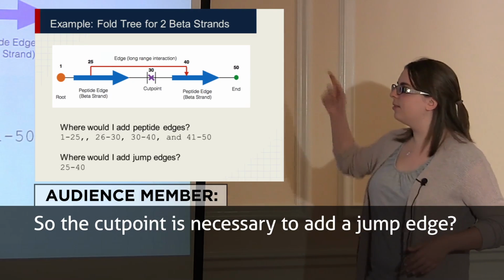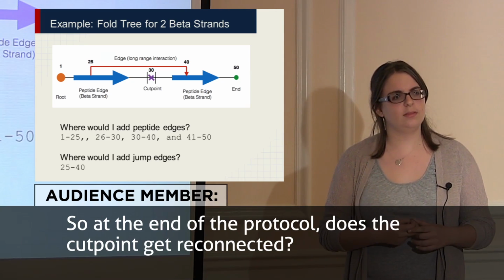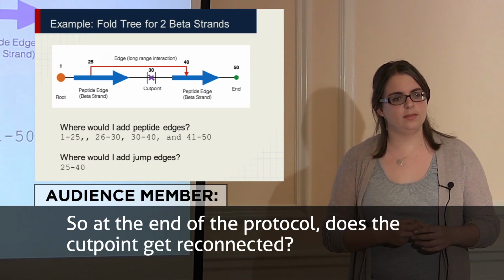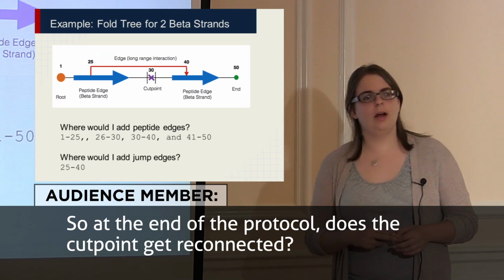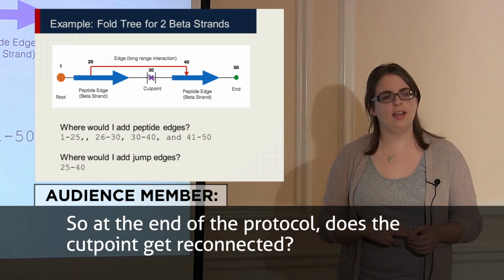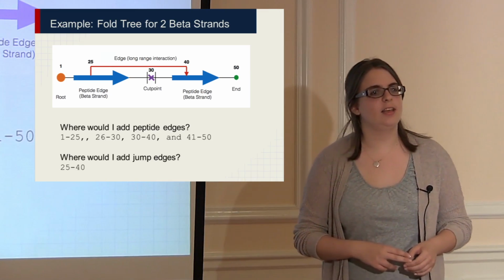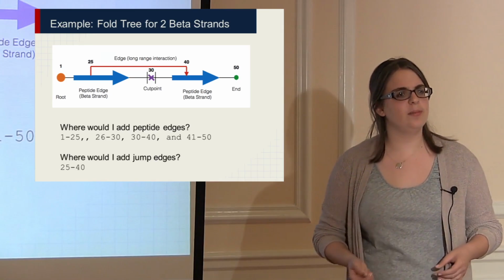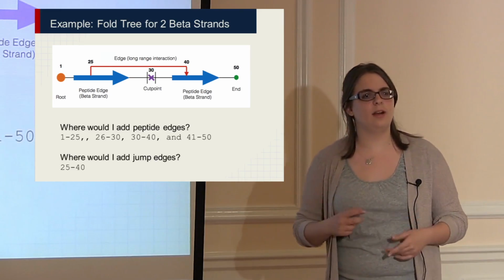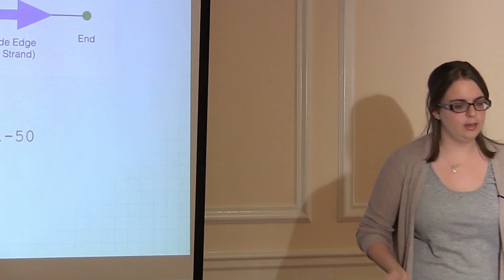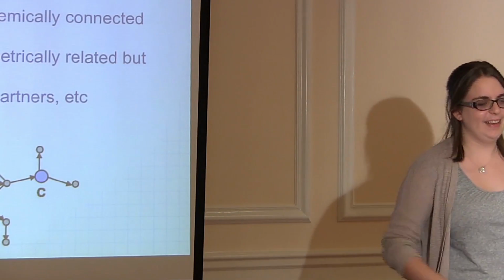Otherwise, you'd have a cycle in your fold tree. So at the end of your protocol, does the cut point get reconnected once the close is updated? Or does it work, or is it not necessary? I guess you can update the fold tree and change it, but I think there are other ways to close cycles, which I'll talk about in a second. Is that okay for now? Okay, cool.